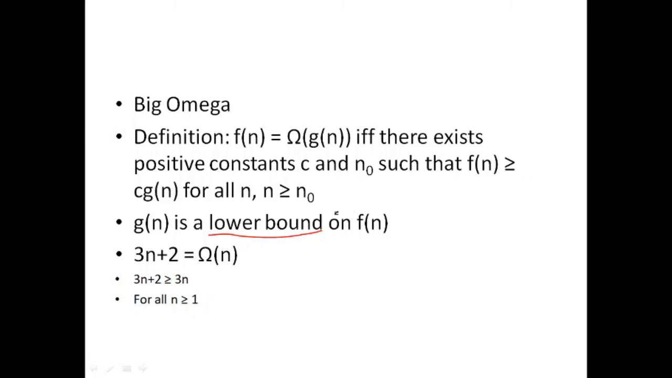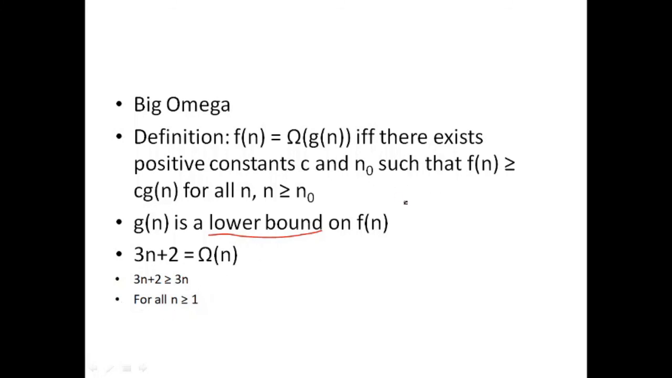Okay, so if you look at this example, 3n plus 2 is omega of n. So you can write 3n plus 2 is greater than or equal to 3n. And with trial and error, we can say that n greater than or equal to 1. So this condition is true for all n greater than or equal to 1.